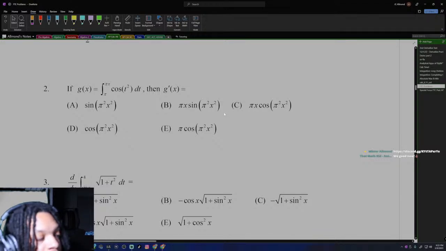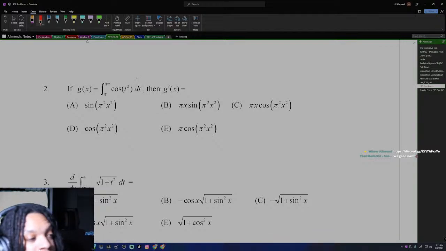Okay. This one tells us g of x is some integral, and then it asks us for g prime of x. So this one is basically asking you to find the derivative of an integral, which is just the function itself, evaluated at the upper bound minus the lower bound. So this is going to be basically cosine of, now if I take that pi x and replace it for t, that t is being squared. So I'm squaring pi x, which I can express like so.